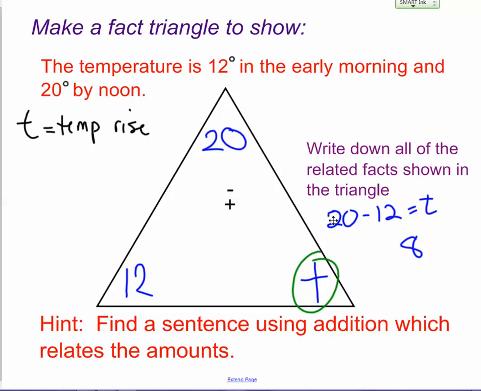So now that I have these in my triangle, I want to know what T is, so I use the related subtraction fact. 20 minus 12 equals T to find that T is 8 degrees. And then I can check it. 20 minus 8 is 12. Yep, 12 plus 8 is 20. I know that I'm right.